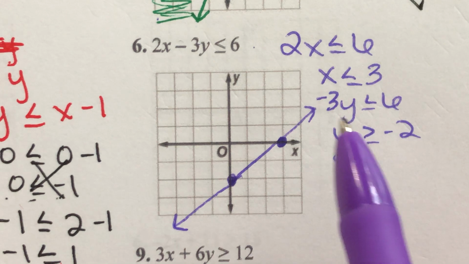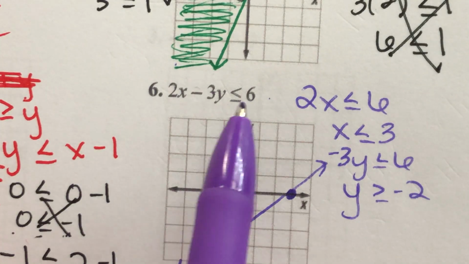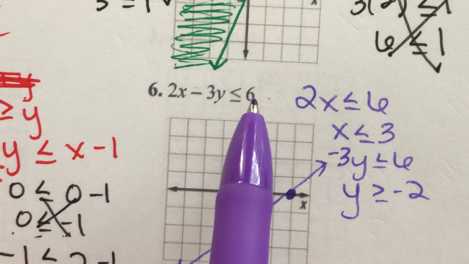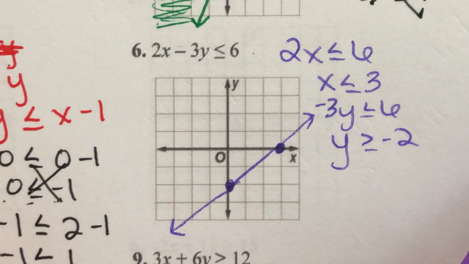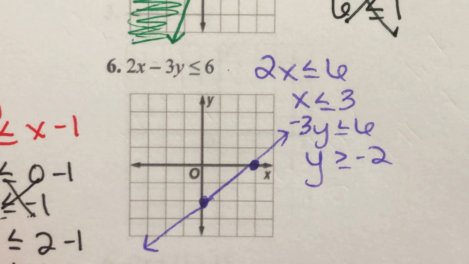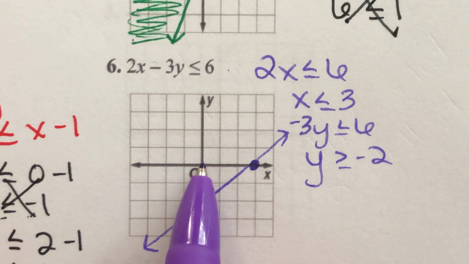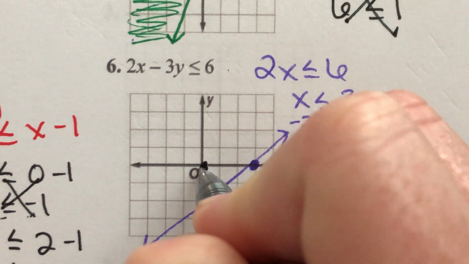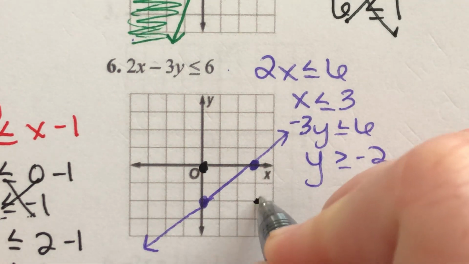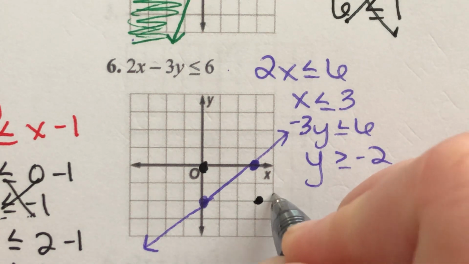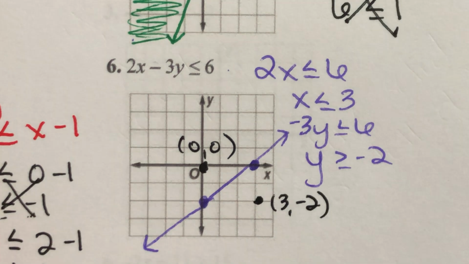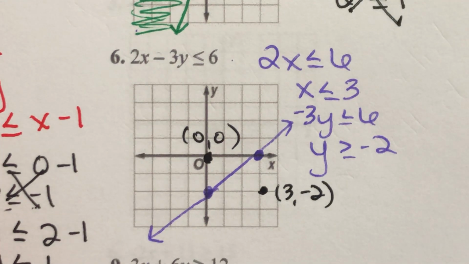So now I have to shade, right? And I'm not sure which way to shade here because it's not in the right form. It has to be in the form y equals mx plus b for me to shade, because then y is the shaded part. So all I'm going to do here is pick a point on one side of the line and pick a point on another side of the line. So I'm going to use 0, 0, and I'm going to use over 3 down 2. Whichever one works, I'll know that's the direction I have to shade.